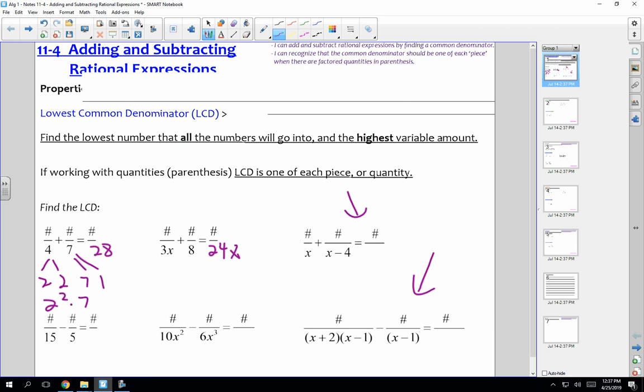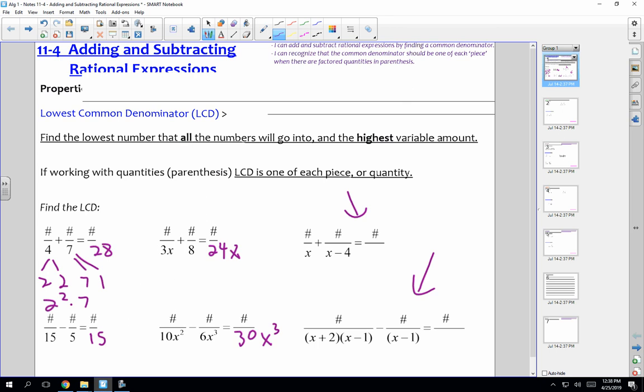Look down below. Let's hit a couple more of these subtraction ones. 15 and 5. Right away we see that 5 goes into 15, so therefore the LCD is 15. And the one next to it, we've got a 10 and a 6. 6 will not go into 10. If you double 10 to 20, 6 will not go into 20. And then you triple 10. 3 times 10 is 30. 6 will go into 30. That's my LCD in terms of numbers. And then what we mean by the highest variable amount is we have an x to the third, which is the highest variable power on the x's between those two factors.